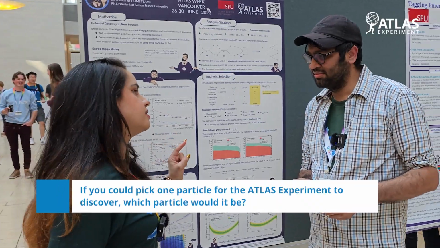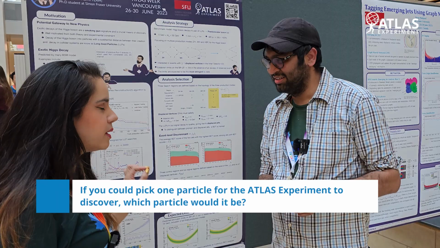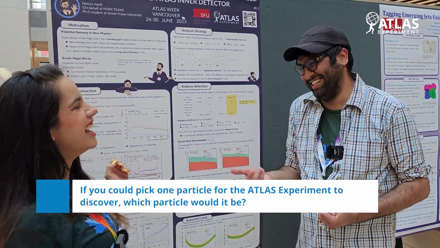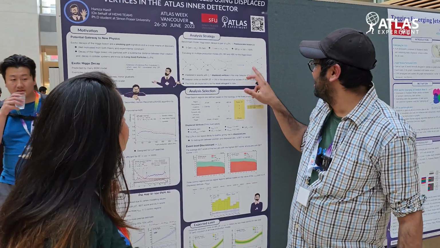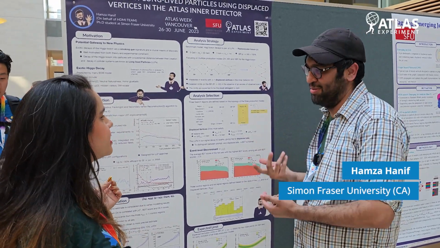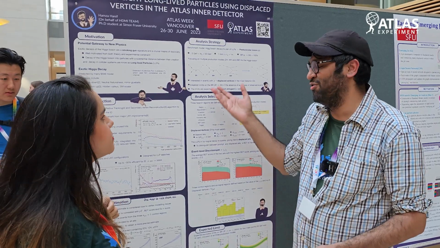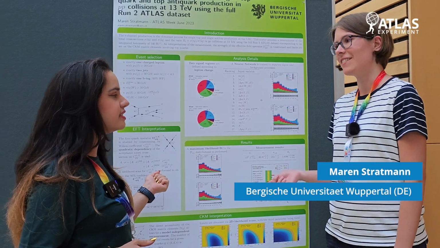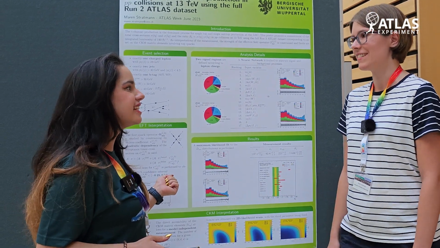If you could pick one particle for the Atlas experiment to discover, which particle would it be? This one. Which one is that? This A, which is involved in my analysis. If it is found, it will be beneficial for mine. It's a long-lived particle. I wrote my master thesis on that, so I would vote for that particle.